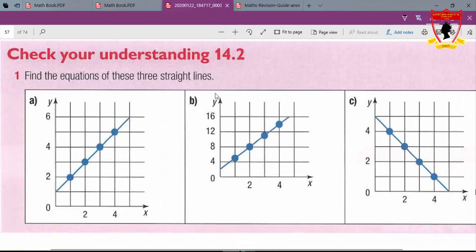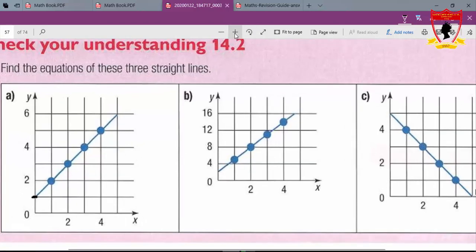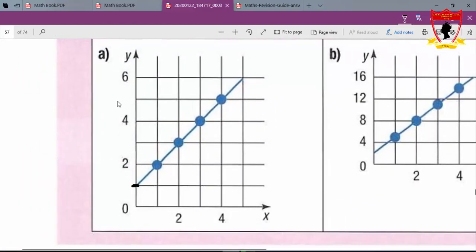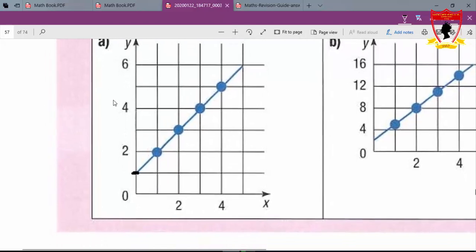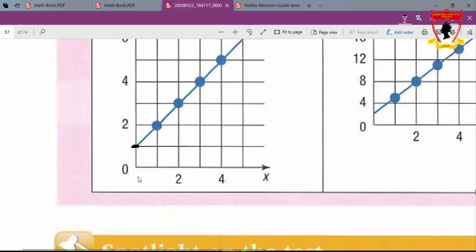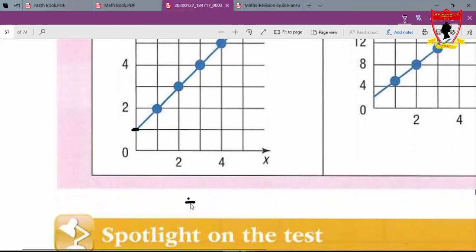We need two things. The first thing we need is the gradient of the line, and the second thing is the point in which the line crosses the y-axis. So let's work out part A. In part A we have a straight line here. So this point in which this blue straight line crosses the y-axis is positive 1. So there must be a plus 1 in the equation.